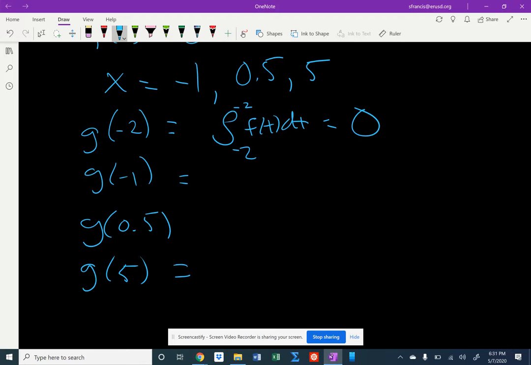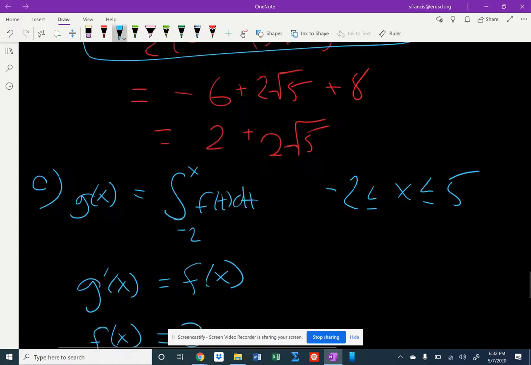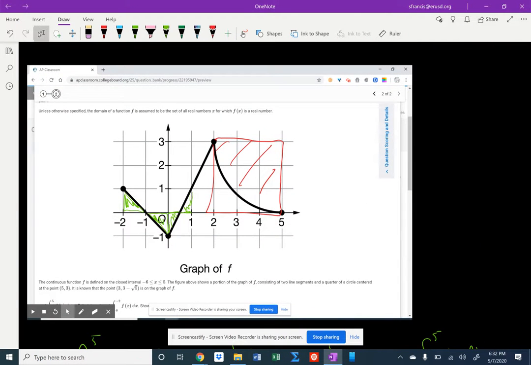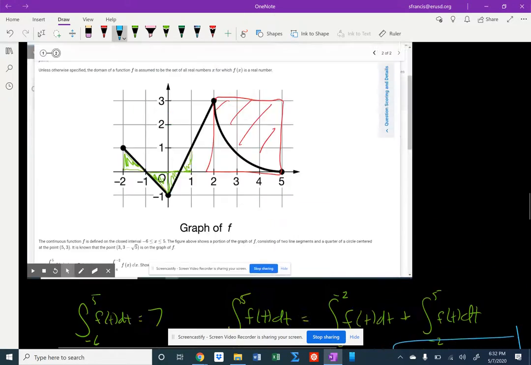Now g of negative 1 is the integral from negative 2 to negative 1 of f of t dt. And so it's the area, or net signed area, from negative 2 to negative 1. So we already saw that that's this area right here, which is just half.